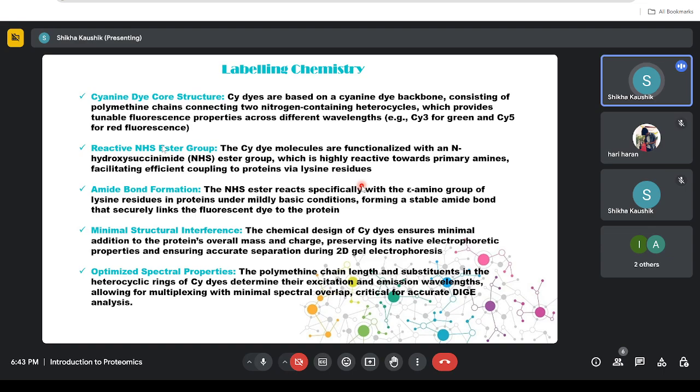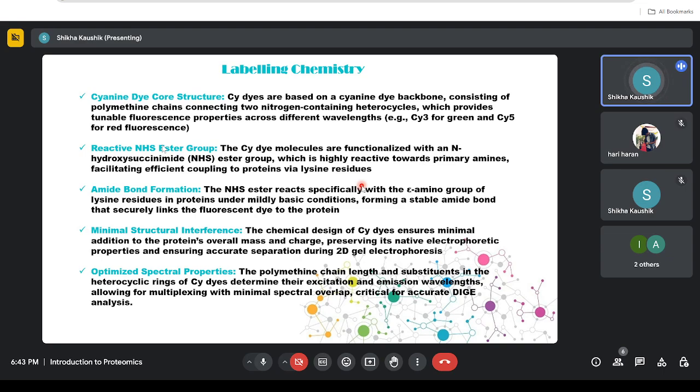Then you have optimized spectral properties. So polymethine chain length and substituents in the heterocyclic ring of these cyanine dyes determine their excitation and emission. So their spectral properties are also very optimized and very well established, allowing for multiplexing with the minimum spectrum overlap, critical for accurate DIGE analysis. Because they have very specific wavelengths, they're already determined, they're already established.